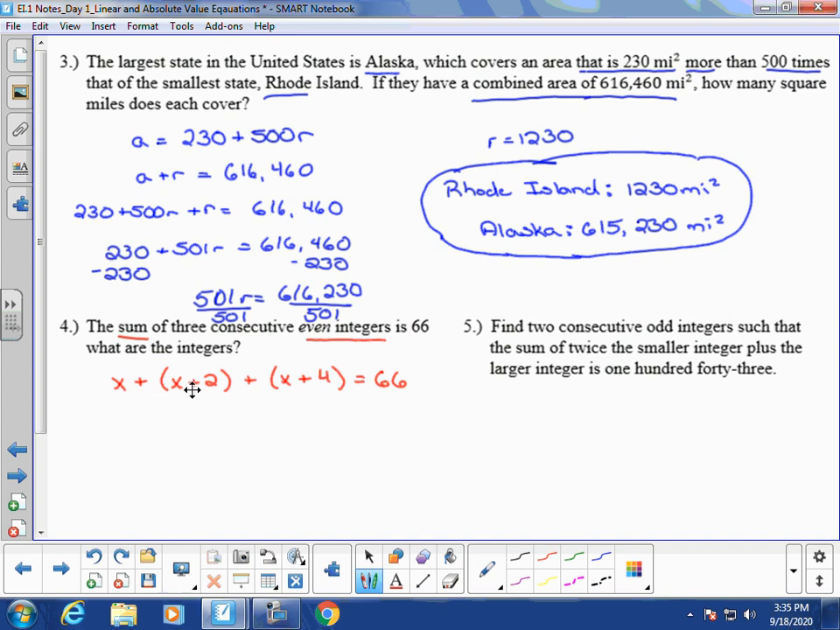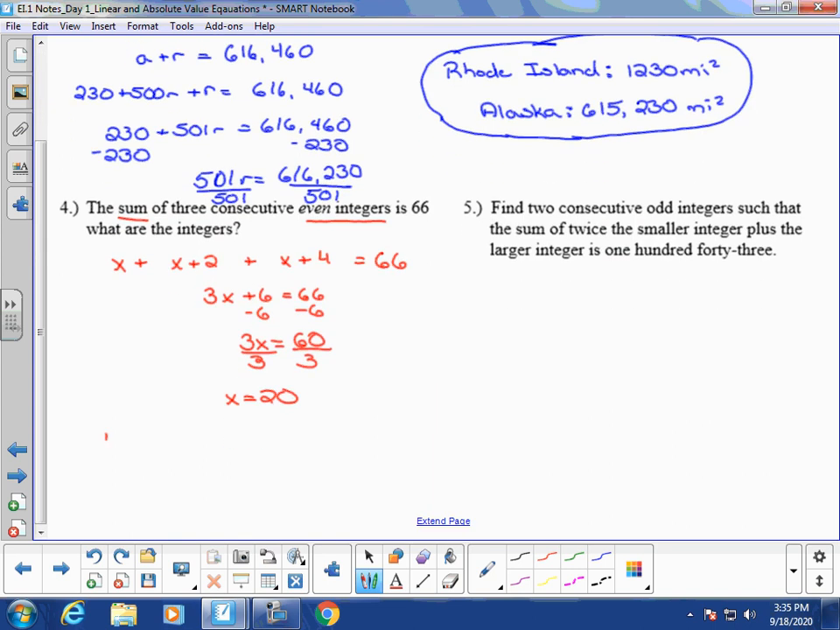So these parentheses here are not really doing a whole lot. They identified our even integers, but they're not being multiplied, so we can get rid of them. So what I have here is an equation where I have x plus x plus 2 plus x plus 4 equals 66. I can simplify this: 3x plus 6 equals 66. Subtract 6 from both sides. 3x equals 60. Divide by 3. And now x equals 20. So what are my integers then? My integers are 20. The next even integer would be 22. And 24.